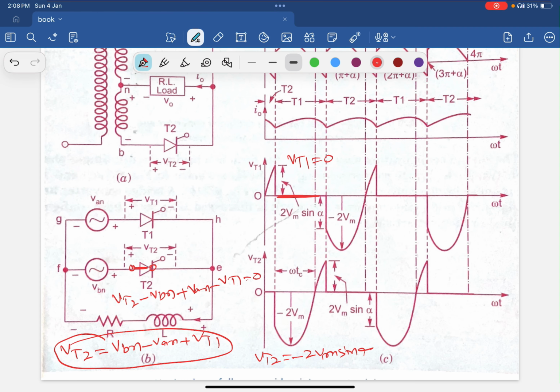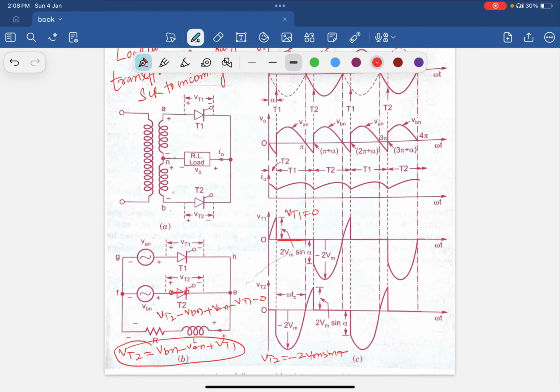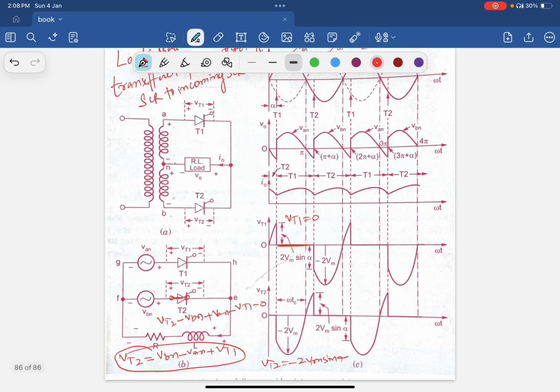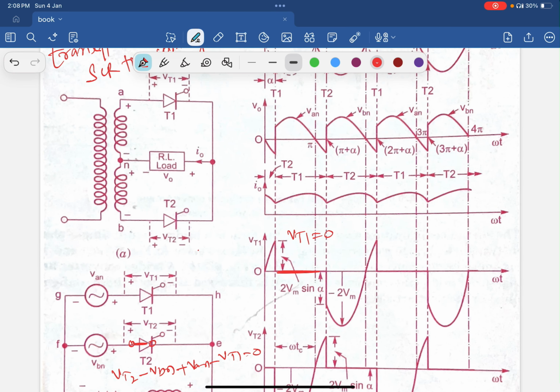This I have already discussed. Also the conduction time Tc provided by the circuit to the SCR T2 is given by (pi minus alpha) upon omega seconds. You can see here that when it is off, you will get pi minus alpha upon omega.